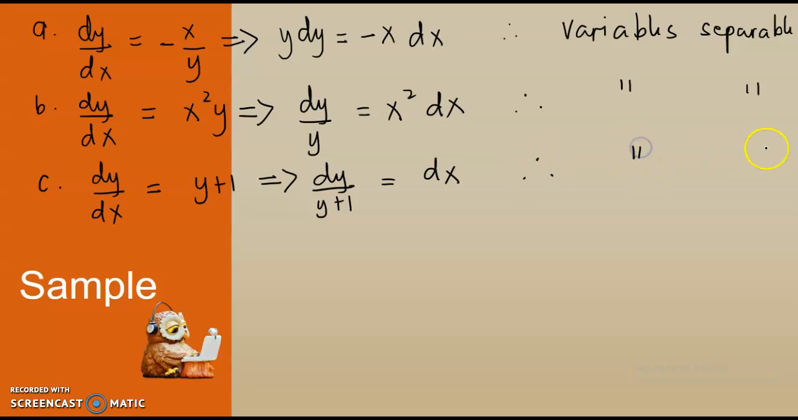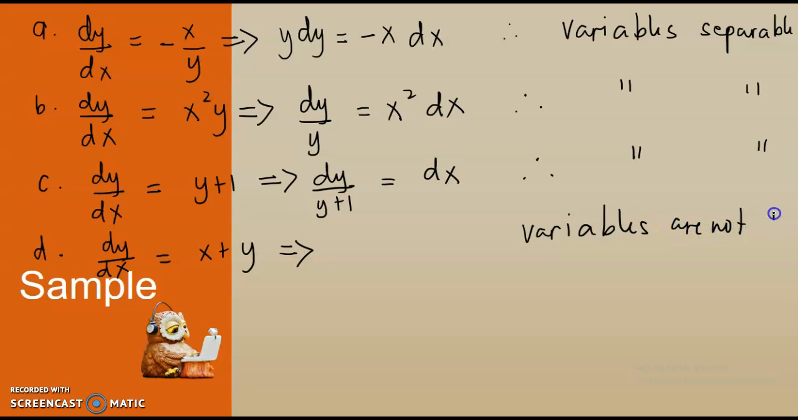Therefore, this one is a variable separable. Okay, for letter D, we have the derivative of y with respect to x equal to x plus y. If you notice, this one is under the operation of addition. I don't think we can separate your x from y. Therefore, the variables are not separable, because we cannot separate your x and your y from each other.